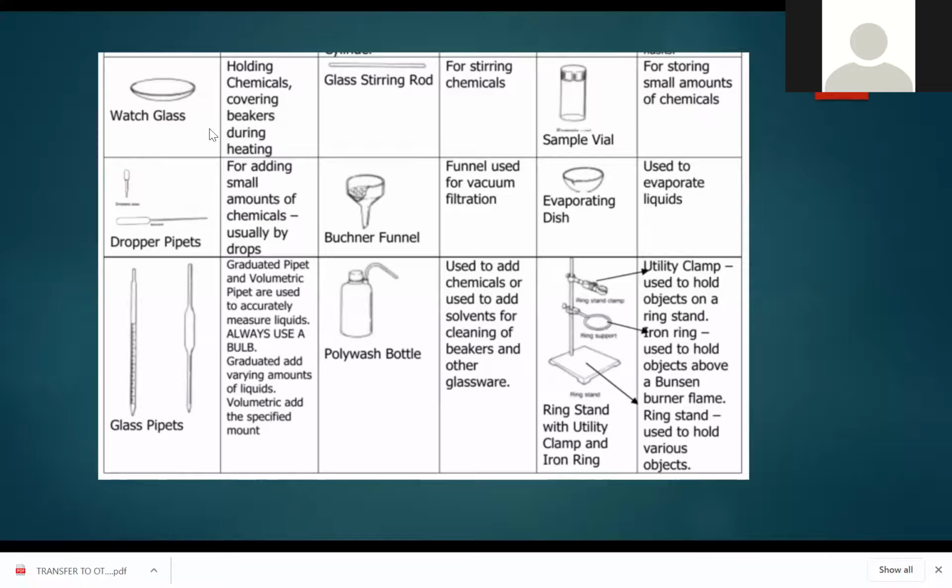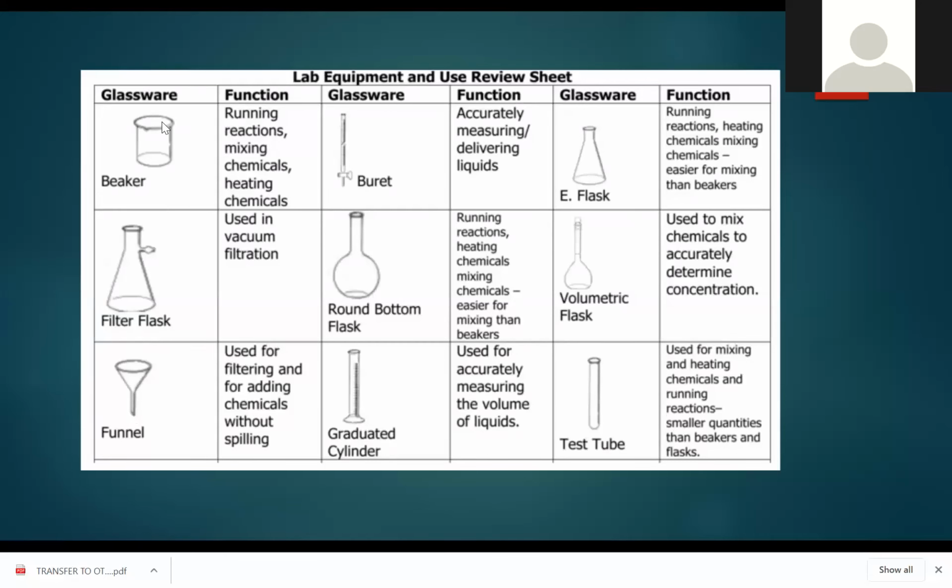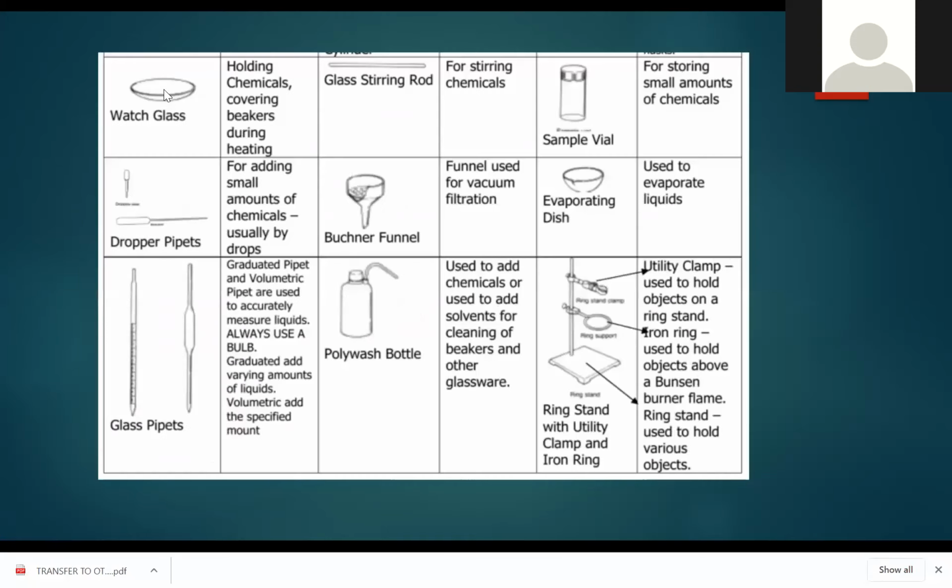For example, if you want to heat this beaker, then you have to cover this beaker. This beaker doesn't have a cover. Round bottom flask, they have a cover here. Erlenmeyer also has a cover. Volumetric also has a cover, but beaker doesn't have a cover. That's why to cover the beaker, sometimes watch glass is used. Watch glass will be put on the upper part of the beaker to cover the beaker during the heating.